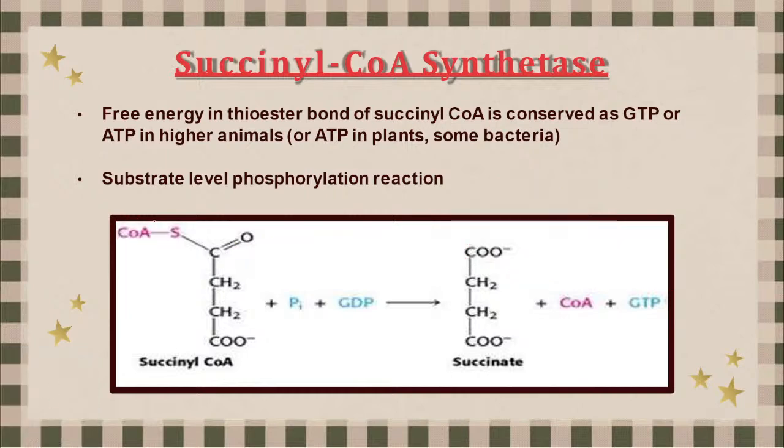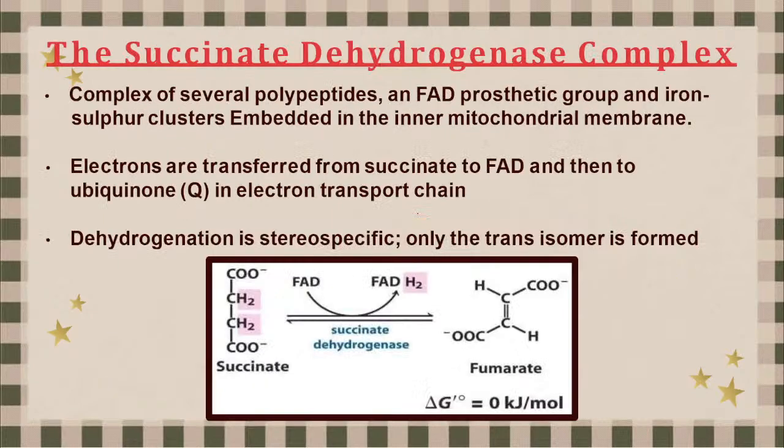Remember, the thioester bond stores the free energy that is used by GDP and Pi, hence there is a formation of GTP and the CoA gets released. Nothing else happened, just CoA released. When the CoA is released, the energy is also released. So finally succinyl CoA is converted into succinate.